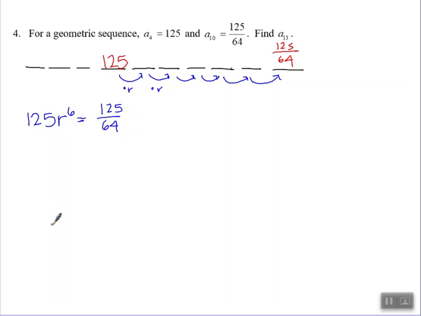And then we just solve this equation. If we divide both sides by 125, we get r to the 6th is equal to 1 over 64. Then we take the 6th root of both sides and get that r is equal to 1/2. But since we are taking an even root, so square root, 4th root, 6th root, 8th root, etc., we could have positive or negative 1/2. We do not know for sure.